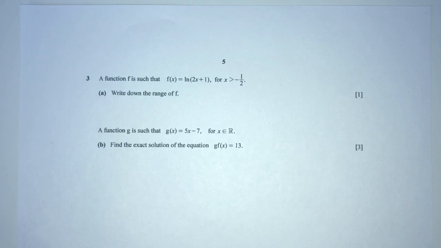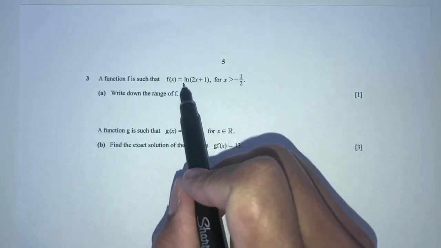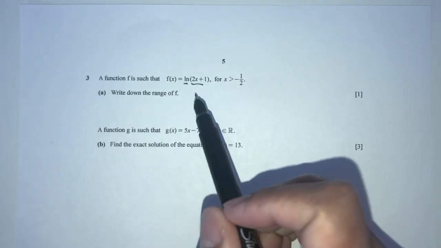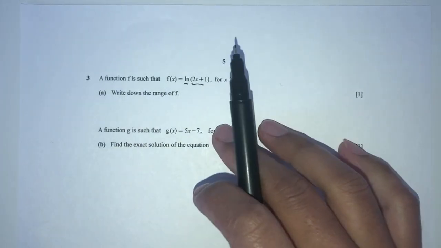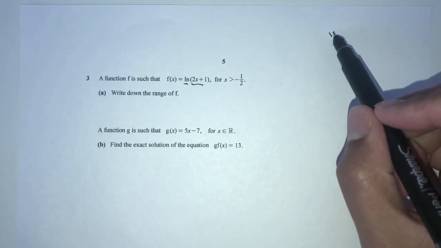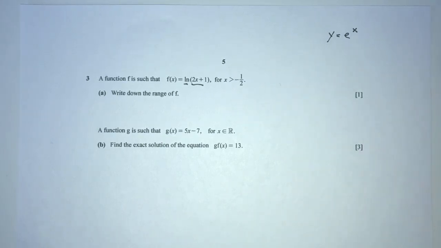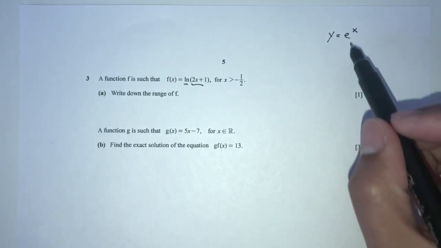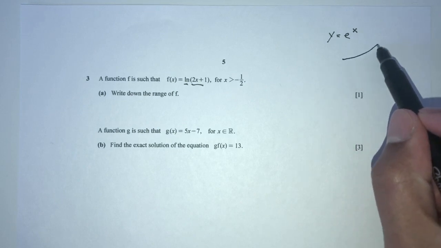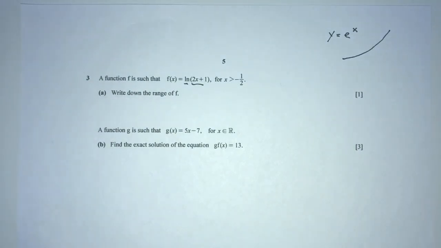So now let's move on to question number 7. A function f is such that f of x is equal to this. Now we can see this is a ln function, ln of 2x plus 1. In paper 1, 2 we had y equal to an exponential function, right? In the other variant, we learned the shape of exponential was something like this. Now the question is, what is the shape of a ln curve? It will be something like this, a reflection along the line y equal to x. But anyway, this will be helpful for the questions below.